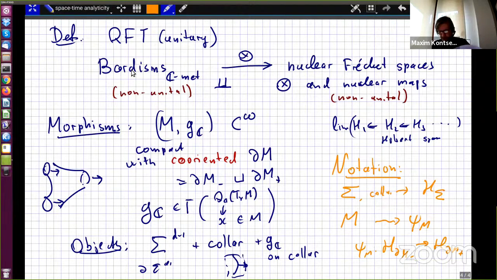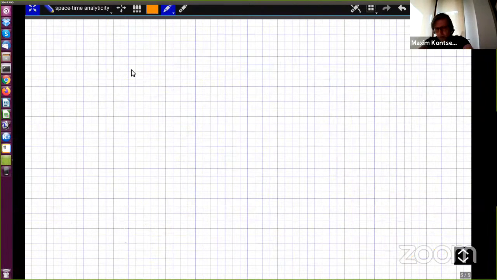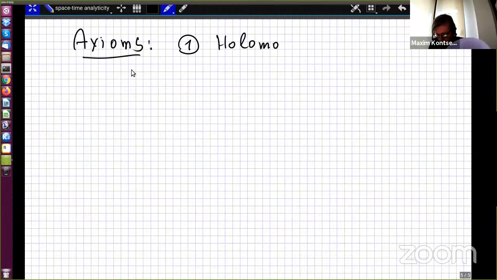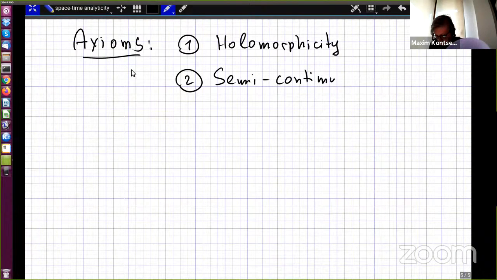Okay, so that's the definition, but these things should satisfy some axioms. There will be essentially three axioms. One axiom will be holomorphicity. The second axiom will be semi-continuity. And the third axiom will be positivity or unitarity.